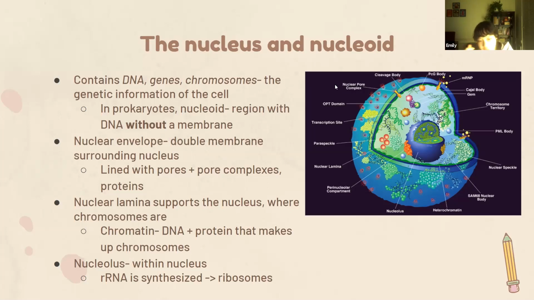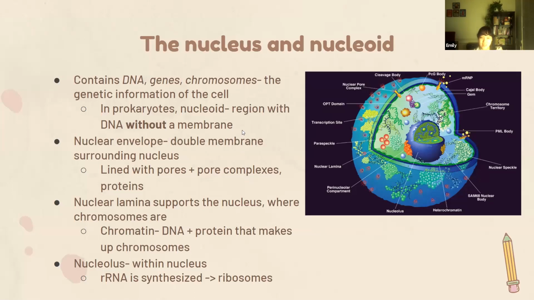The nuclear envelope is a double membrane that surrounds the nucleus. This just means that there are two phospholipid bilayers. And we will see the double membrane appear in other organelles as well. In the nuclear envelope, there are a lot of pores through which materials can pass, and pore complexes, which are proteins that regulate what can go in and out of the pore. And then the nuclear lamina is a structure that supports the nucleus.